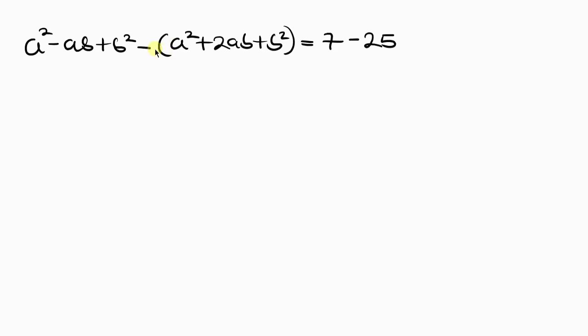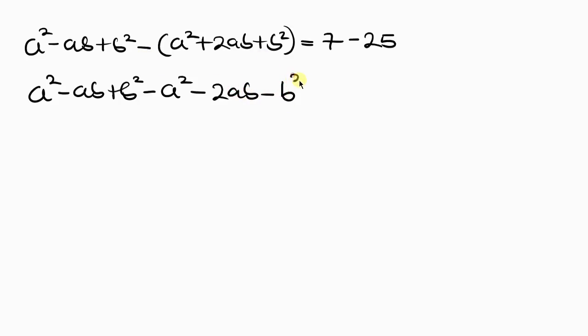So now let's open the bracket. So we have a squared minus ab plus b squared minus a squared. Now minus times plus is minus 2ab. Minus times plus is minus b squared. And this is equal to 7 minus 25, which is negative 18.